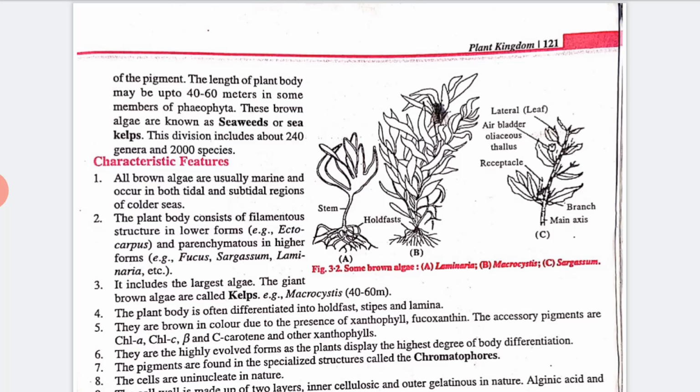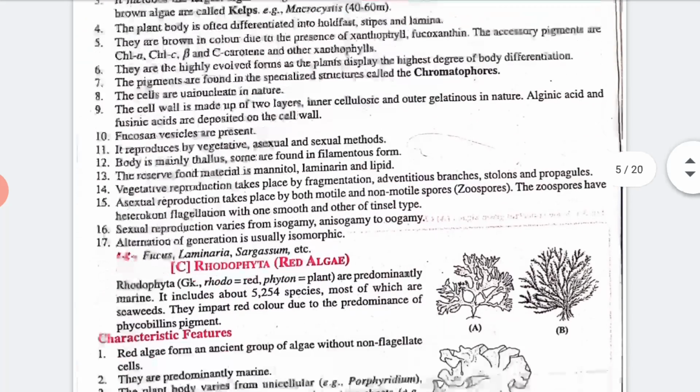Yes, this is known as brown algae. Okay, so all brown algae are usually marine and occur in both tidal and subtidal regions of colder seas. The plant body consists of filamentous structures in lower forms and is parenchymatous in higher forms. Clear? It also includes the largest algae. The giant brown algae are called kelps. Okay, so in this way you can see you have lots of characteristics.